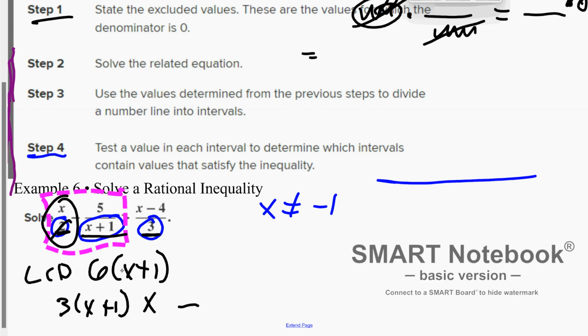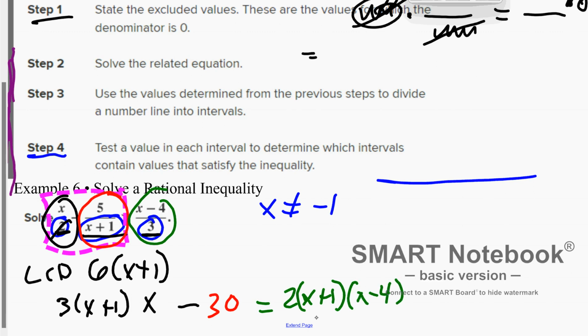And then when we multiply this LCD by this one right here, the x plus 1 is going to cancel, so we just get -5 times 6, which is just -30. And then when we multiply it by this one here, the 3 is going to cancel with the 6, so we get 2 left. So we get 2 times x plus 1 times an x minus 4.